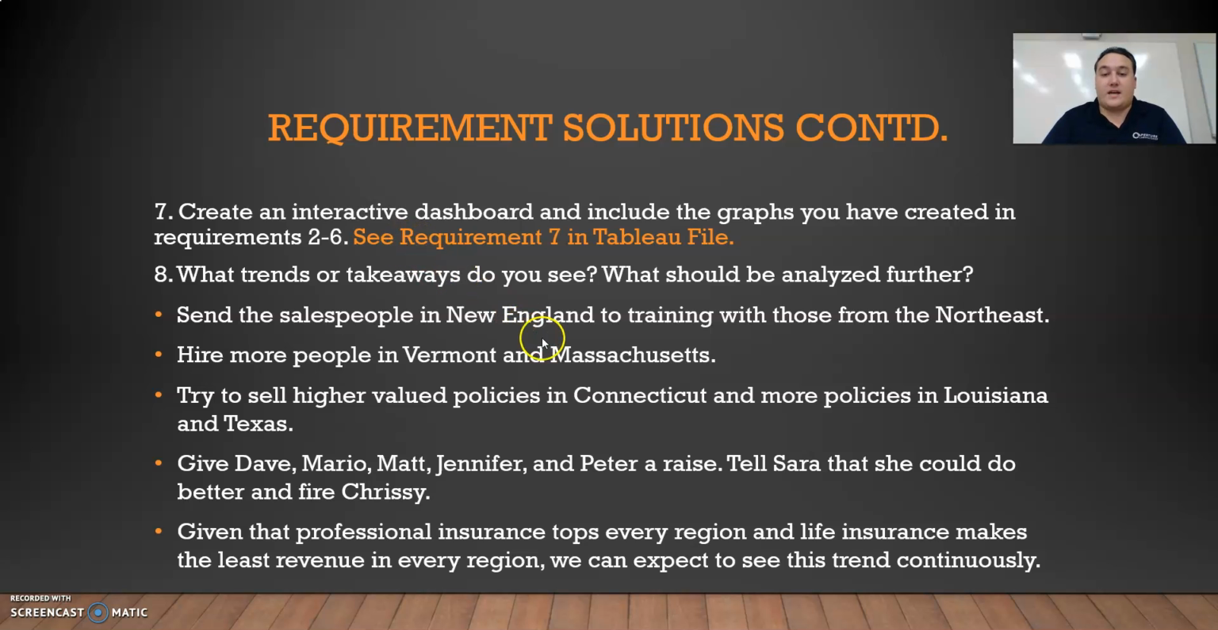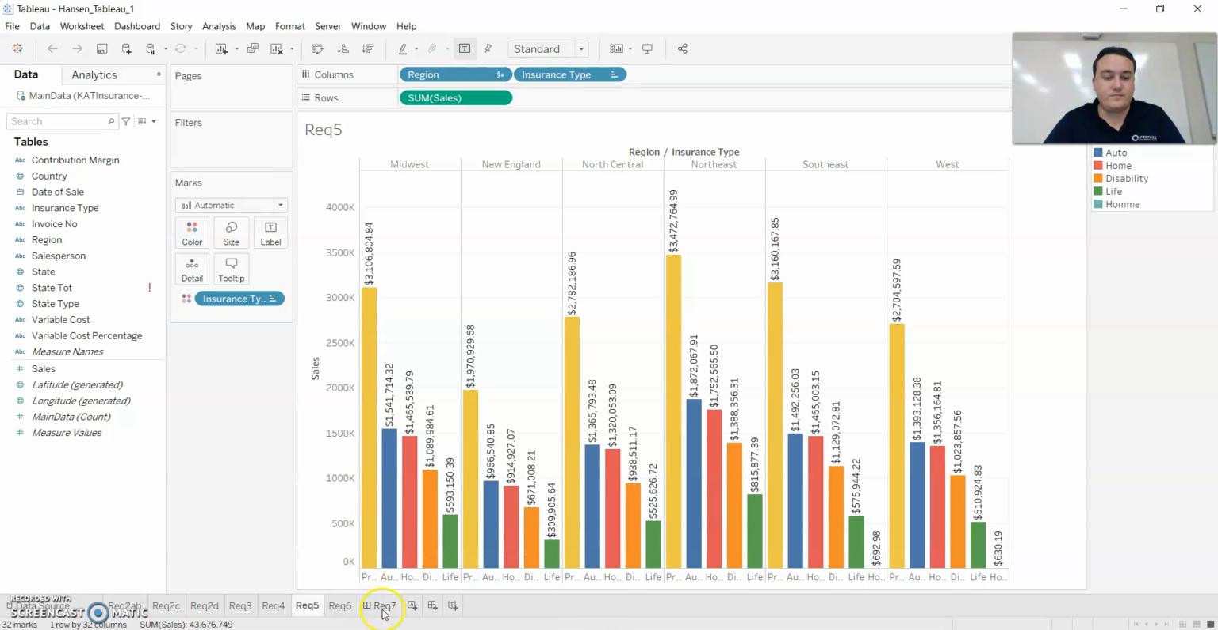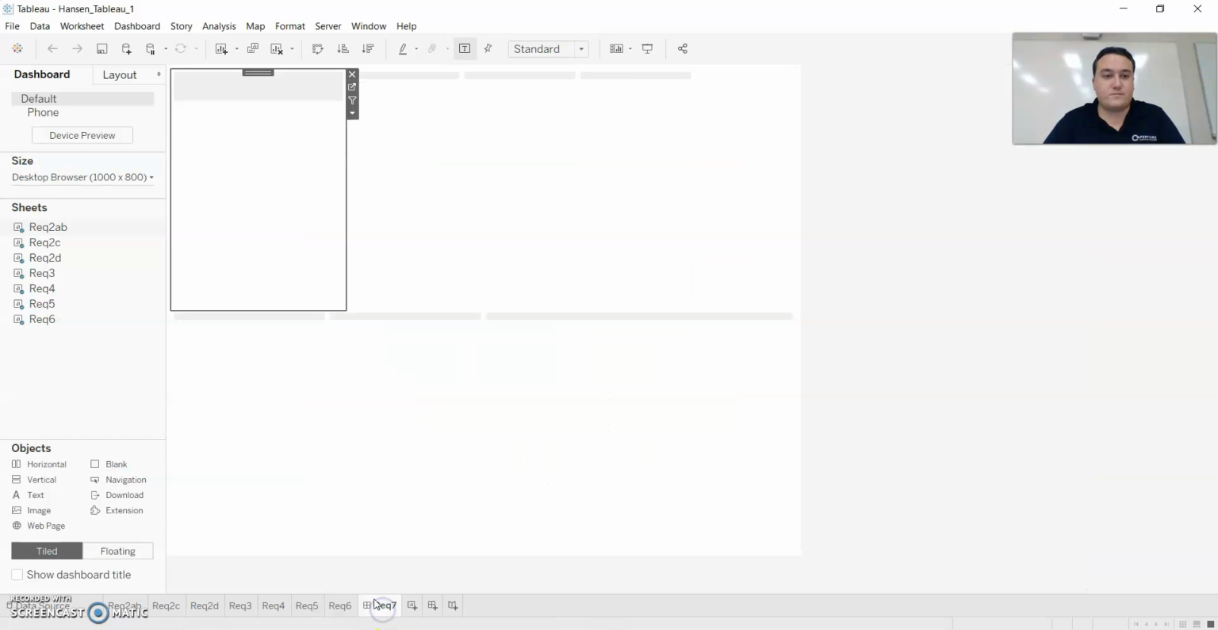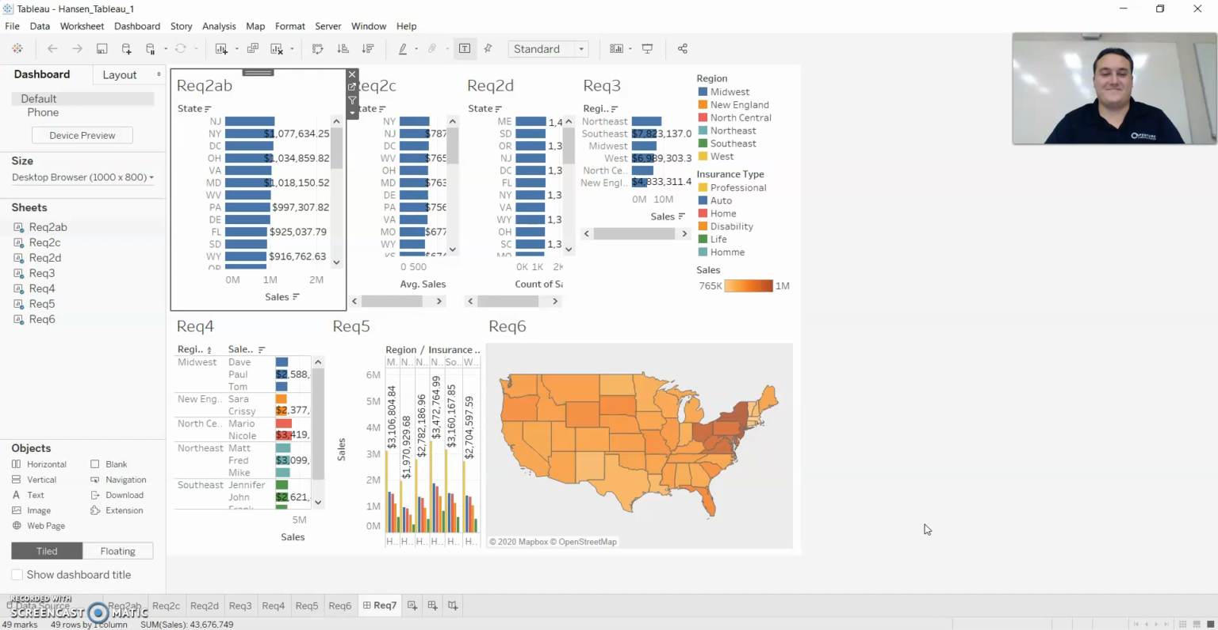Create an interactive dashboard to include the graphs you've created in 2 to 6. Okay, so I did that. We can take a look at it. If it loads. There we go. Okay, so I found this a little bit ugly, but it is very useful to put it all into one.